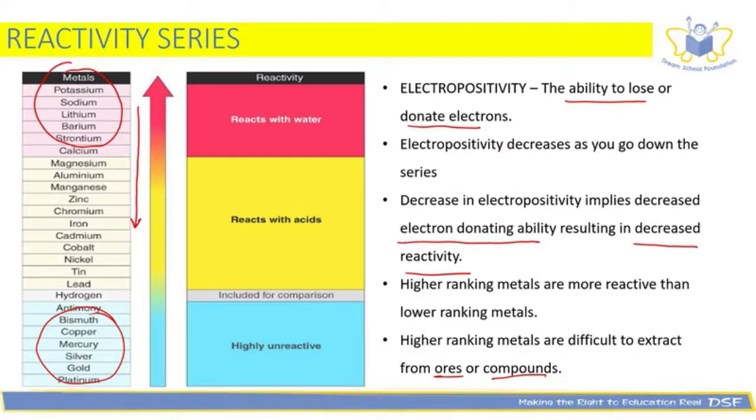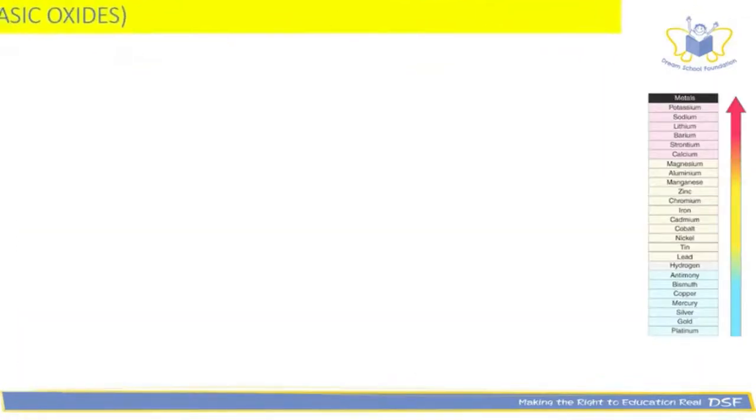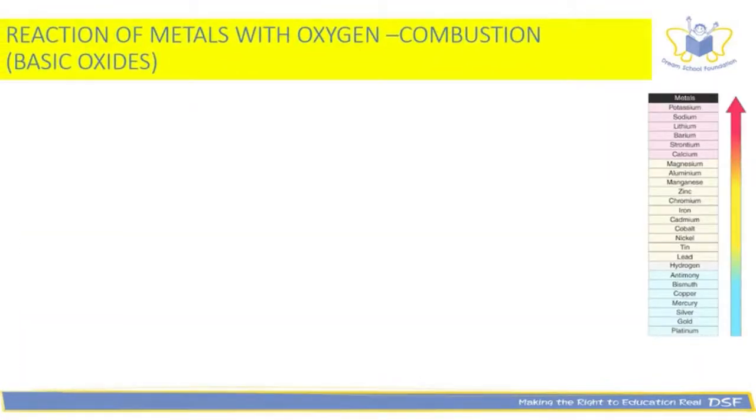With the help of the reactivity series, let us try to reason out how metals react with acids, salts, oxygen, water, etc. Let us start off with reaction of metals with oxygen, which is also known as combustion. Most of the metals readily react with atmospheric oxygen to form metal oxides. However, different metals have different reactivities towards oxygen. Unreactive metals such as gold and platinum do not readily form oxides when exposed to air.